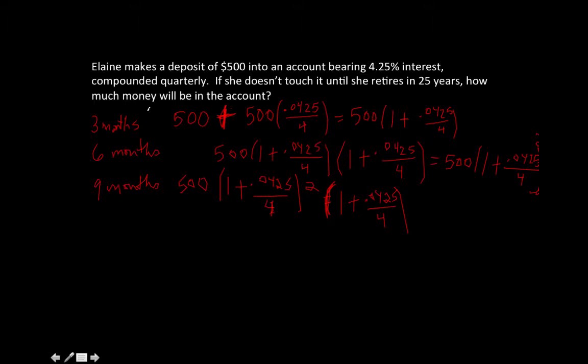So when I had 1 compounding period, I multiplied by it once. 2 compounding periods, I multiplied by it twice. The 3rd compounding period, I've multiplied by it 3 times. There's a pattern here. Okay?